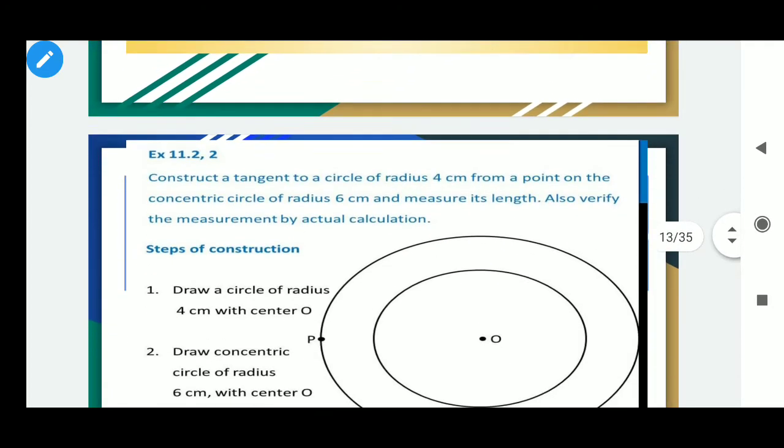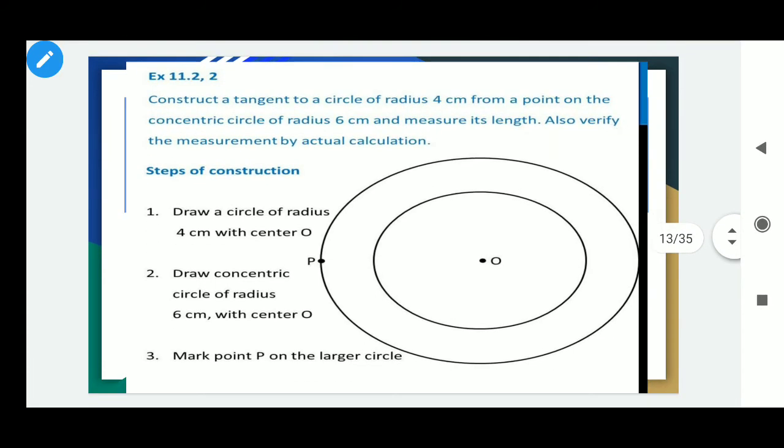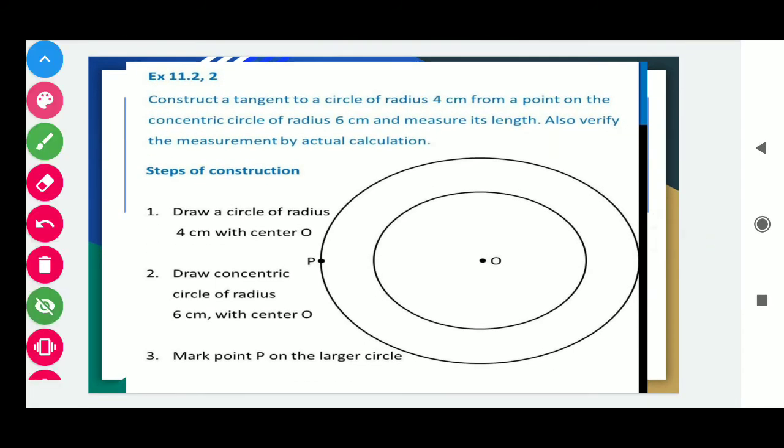So, let's start. Question number 2 of Exercise 11.2. Construct a tangent to a circle of radius 4 cm from a point on the concentric circle of radius 6 cm and measure its length. Also verify the measurement by actual calculation.